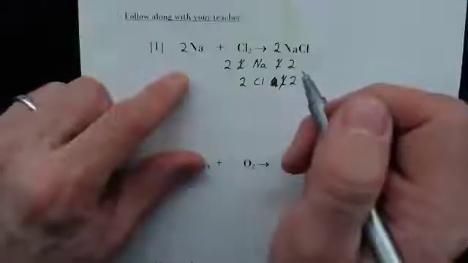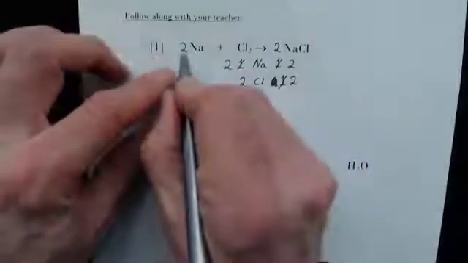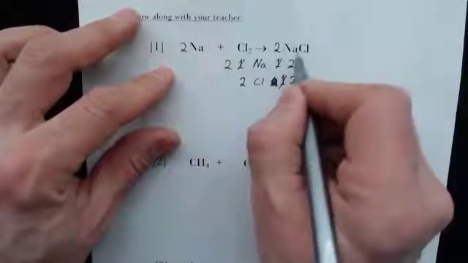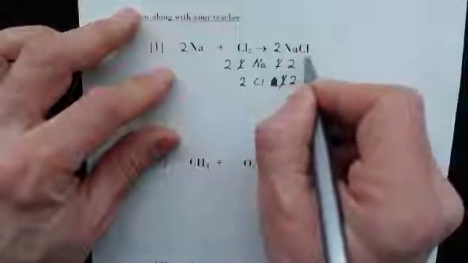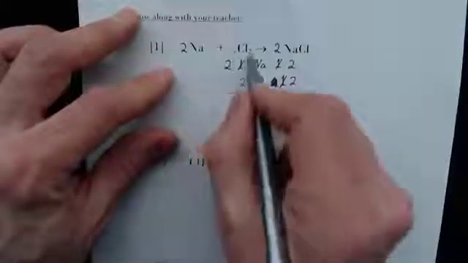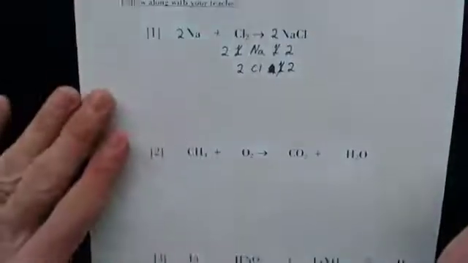Now remember, you are only allowed to add big numbers. You cannot change the little numbers after the elements, okay? You cannot put a 2 here or a 1 here. Those little numbers, you cannot change them. Only big numbers. Okay, next example.